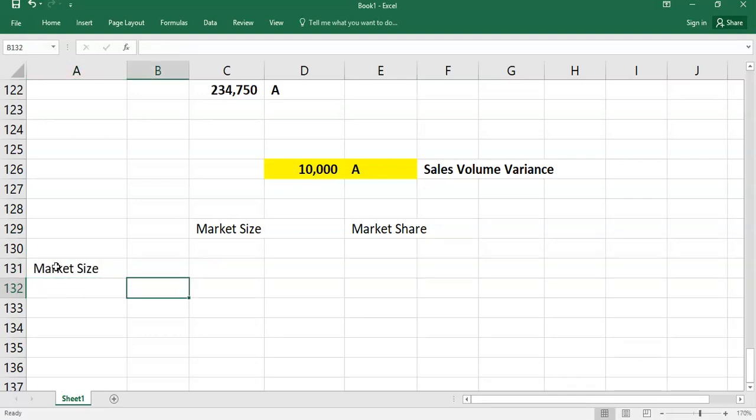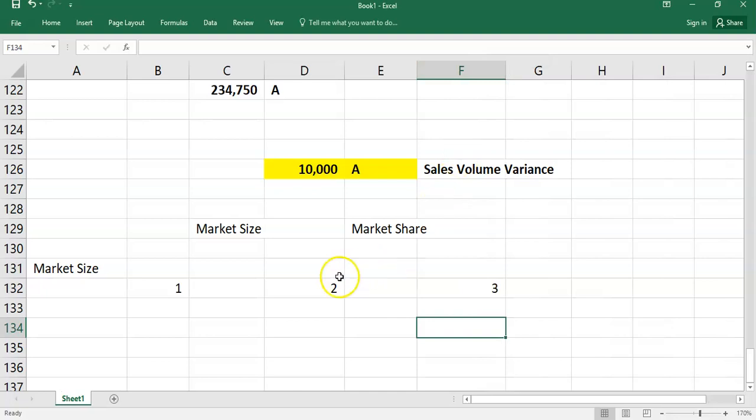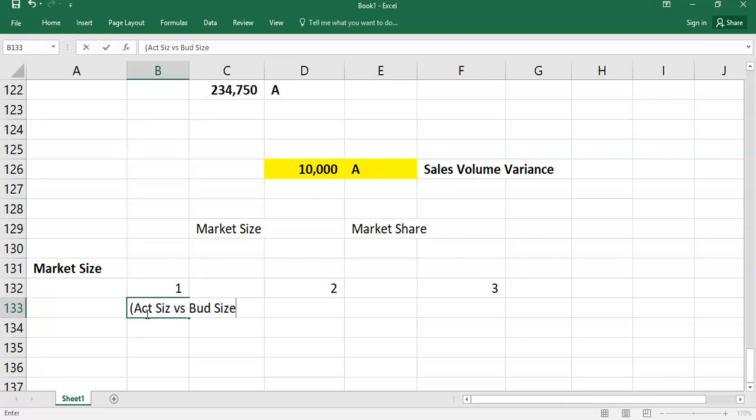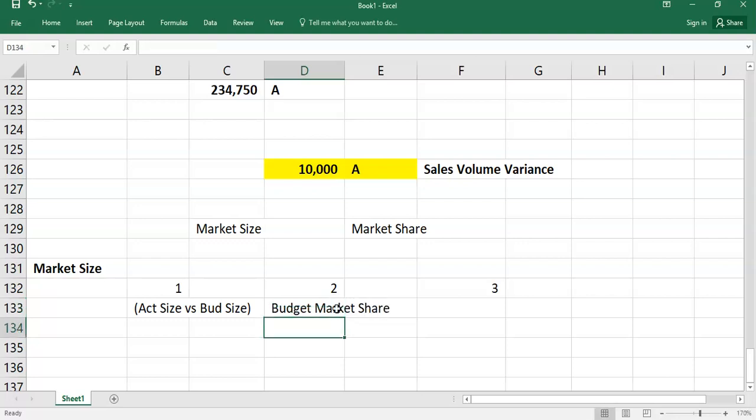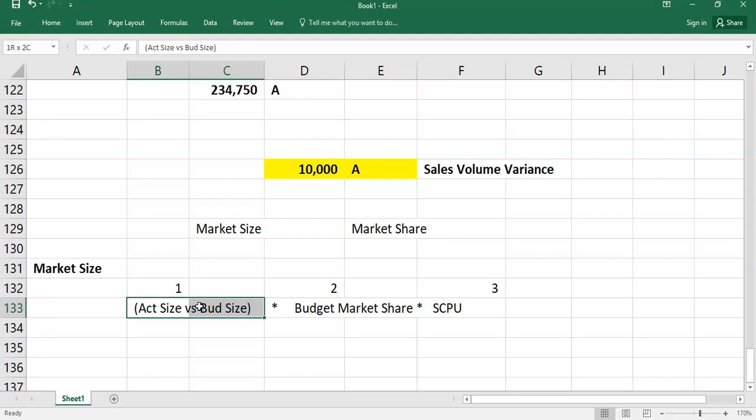And I look at three elements: element 1, element 2, and element 3. And this tries to give you an idea of how to calculate them, particularly when you're doing your cheat sheets out. So the market size here, you look at actual size versus budget size. So this will give you an answer: is the overall industry size bigger or less than expected? So that's going to be an answer in units. You then look at your budget market share of that size. So you're going to multiply that, and then what you're going to multiply by is the standard CPU to monetize it. So step 1 gets the difference in the overall industry, the market size.